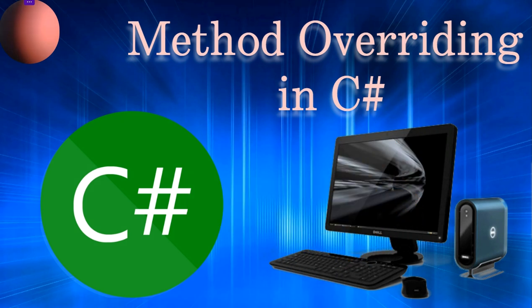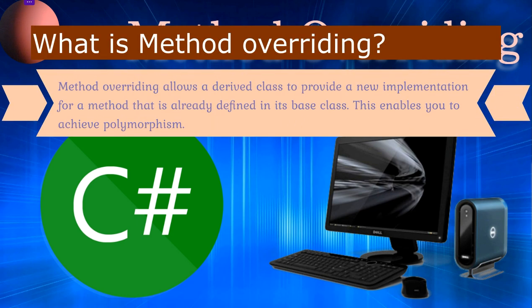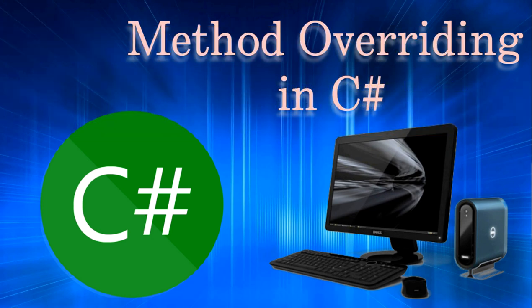Let's get started. What is method overriding? Method overriding in C# allows a derived class to provide a new implementation for a method that is already defined in its base class. This enables you to achieve polymorphism and customize the behavior of methods inherited from the base class. Let's see an example that demonstrates method overriding in C#. Then we'll go through the code and discuss method overriding in detail.